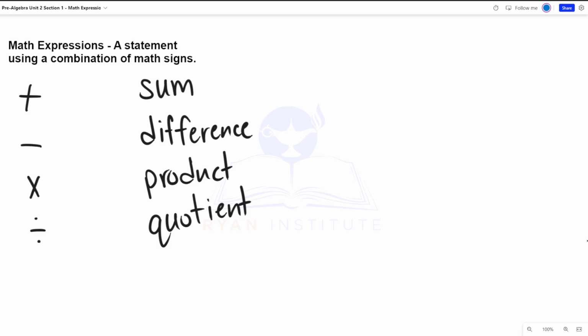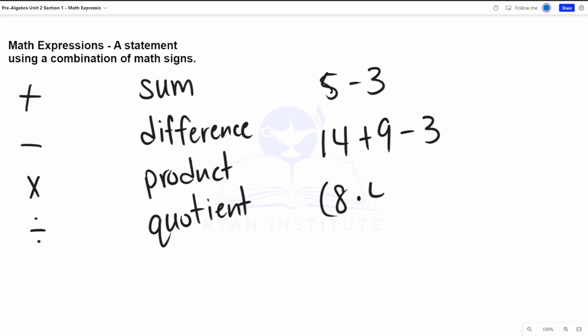So let's talk about some math expressions. 5 minus 3 is a math expression. 14 plus 9 minus 3 is a math expression. 8 times 4 times 2 is a math expression.